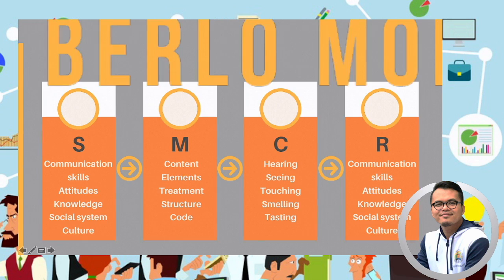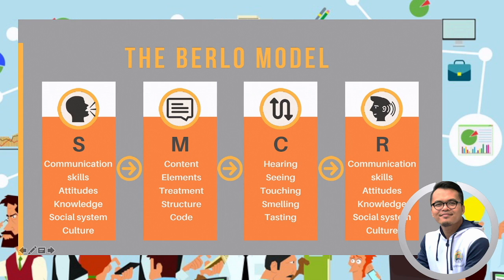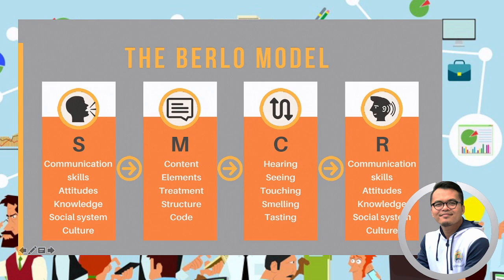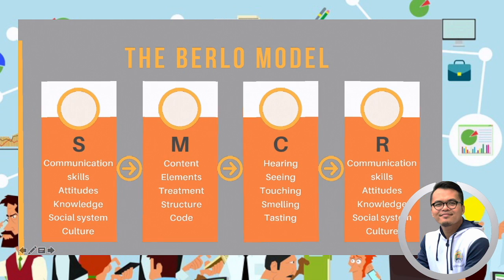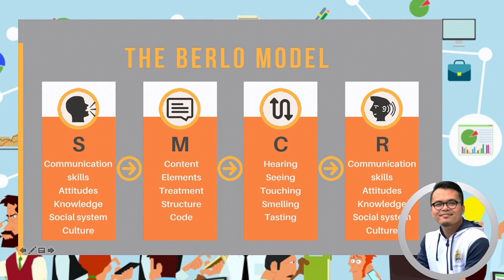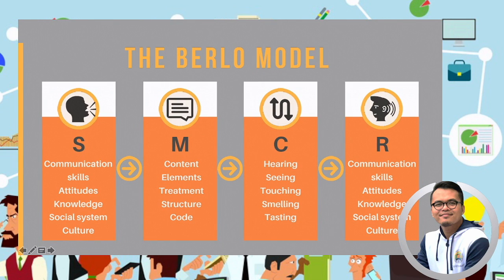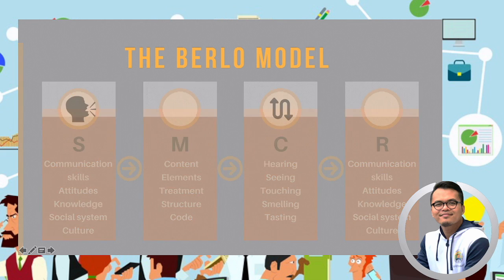The message is the package of information or meaning that is sent from the sender to the receiver. Content refers to the actual message from beginning to end. Elements are verbal and nonverbal aspects, such as gestures and signs that may influence the message. Treatment refers to the way in which the message is sent, the message packaging. Structure, as the word suggests, refers to the way in which it is arranged or composed. The code of the message is the form in which the message is sent. This may include text, language, video, gestures, music, etc.